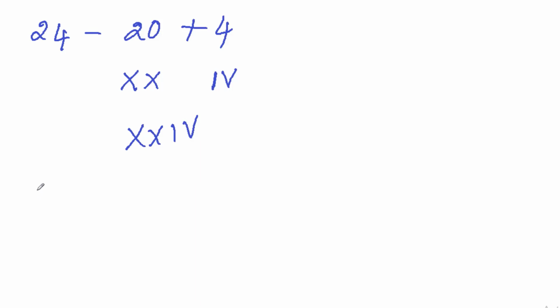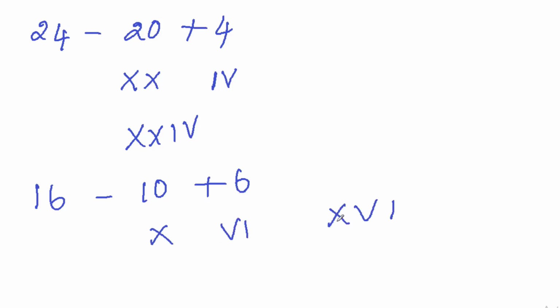We will see another number, 16. So, how can I write 16? 10 plus 6. For 10, I can write X. And for 6, I can write like this. So, if I write it together, this is the Roman representation of 16. Same way, for 28, how can I write? It is 20 plus 8. For 20, I can repeat X twice and I can write 8 like this.